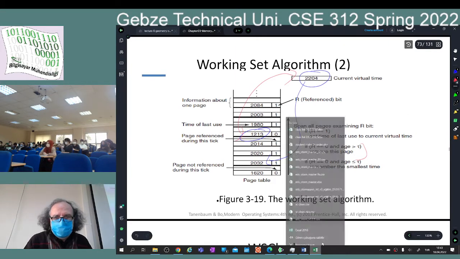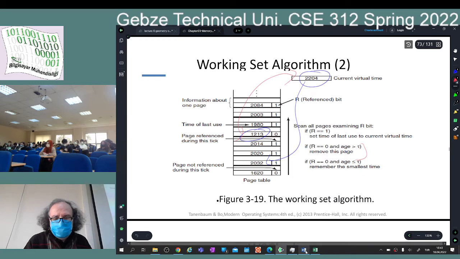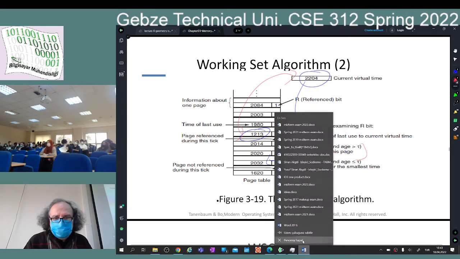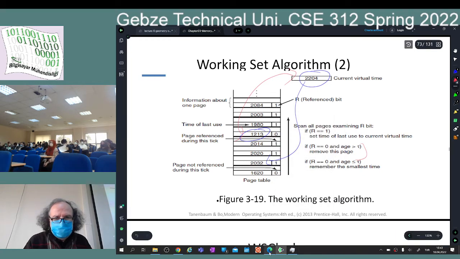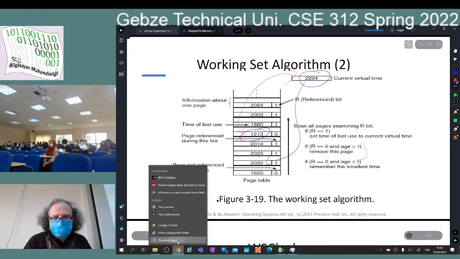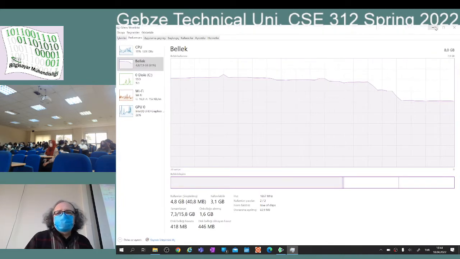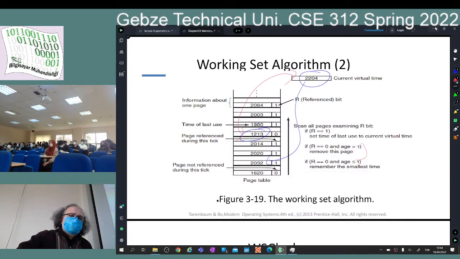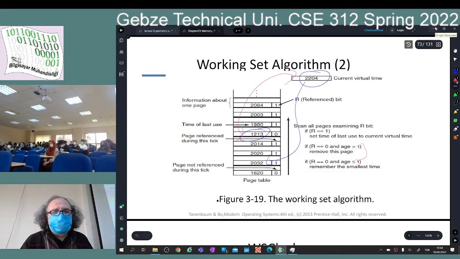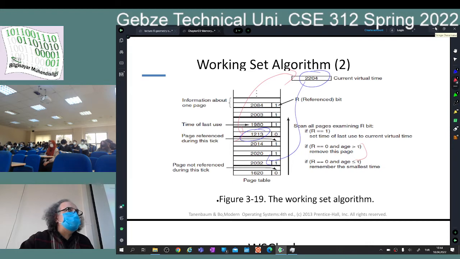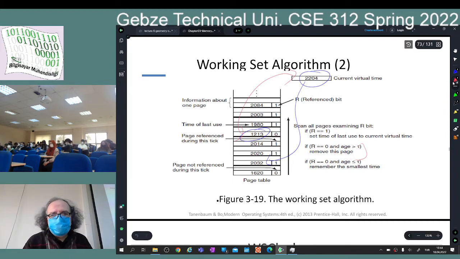So let me get rid of these and this and this and that, right? So I lost lots of pages, so many pages are available now. So as I said before, this happens before the page faults happened, because at every clock time I am measuring the ages of each page. Okay, I can mark them as these are removable.